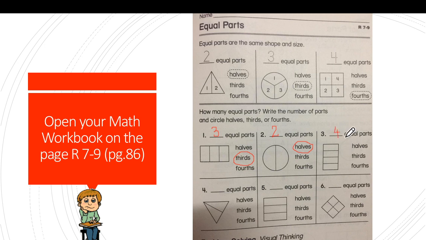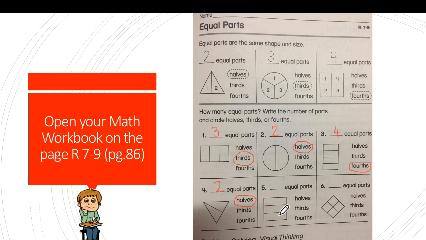What do we call four equal parts? Four equal parts we call fourths. Circle fourths. Triangle, how many equal parts do you see? 1, 2, right? 2. What do we call two equal parts? We call them halves. Circle halves.